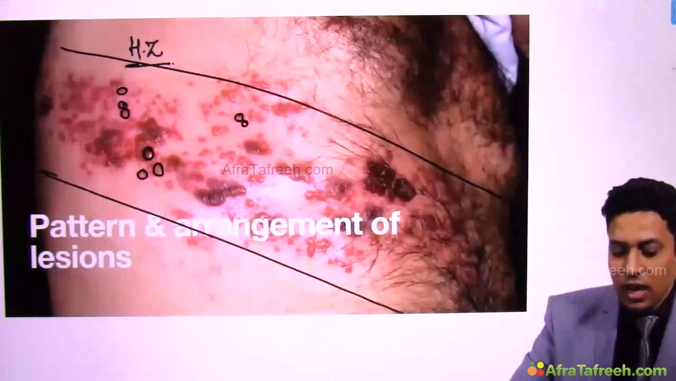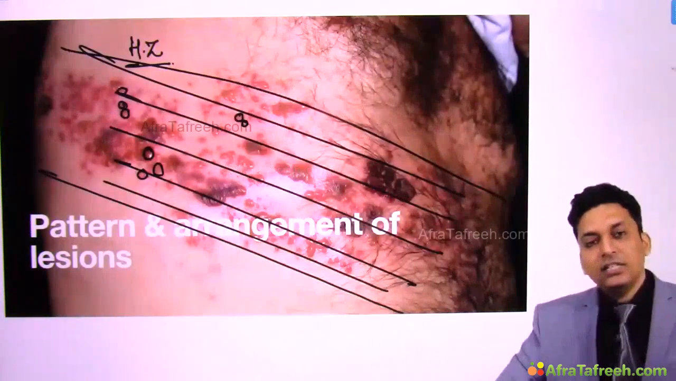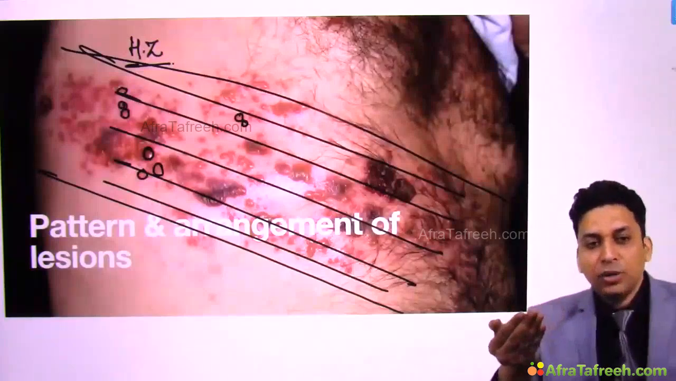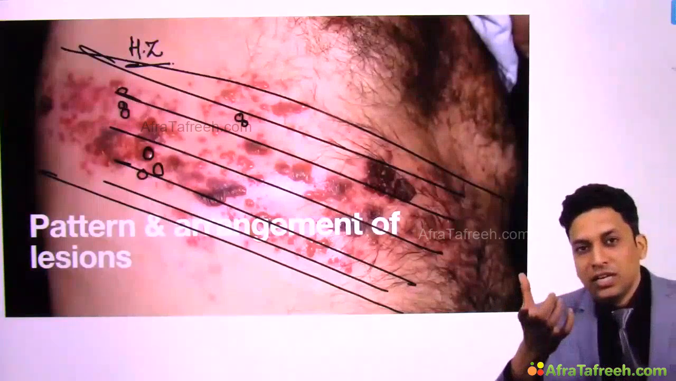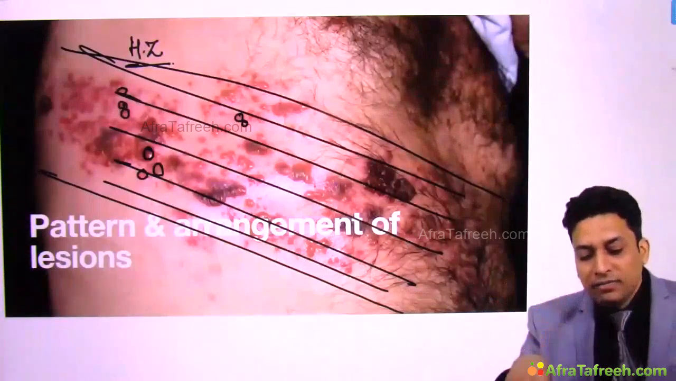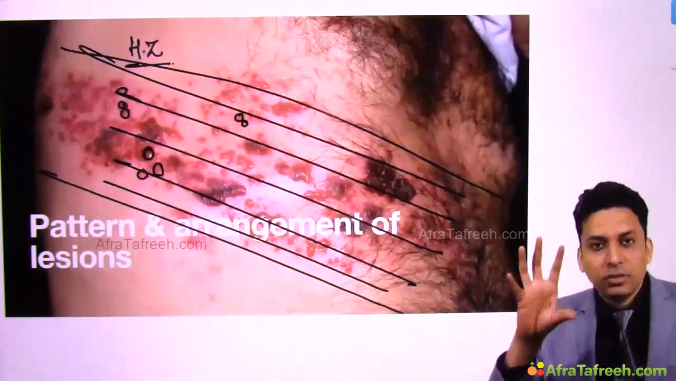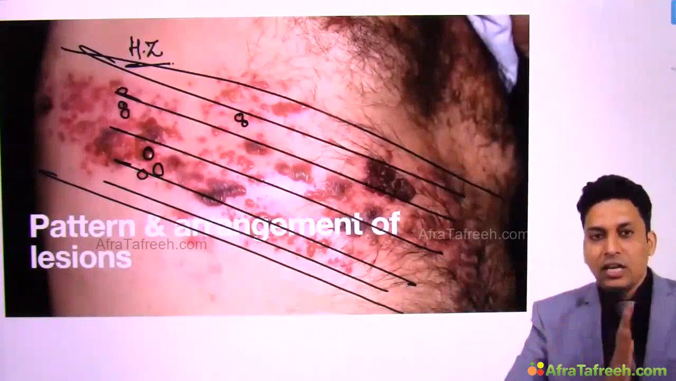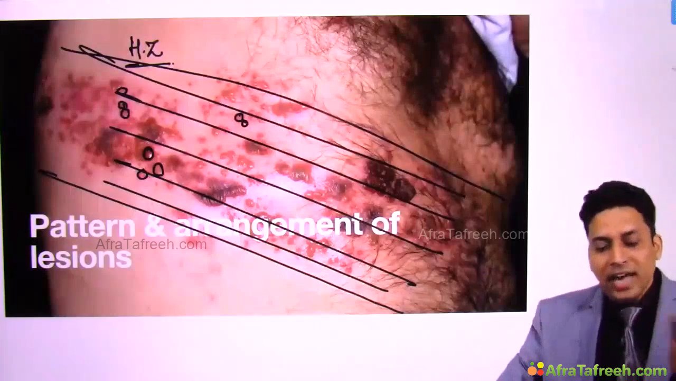If the lesions are along a particular nerve segment, along a dermatome, then it is a dermatomal arrangement, and a unilateral dermatomal arrangement along a particular nerve segment is usually seen in herpes zoster. The vesicles are also suggestive of herpes zoster. So this arrangement helps us diagnose various conditions.